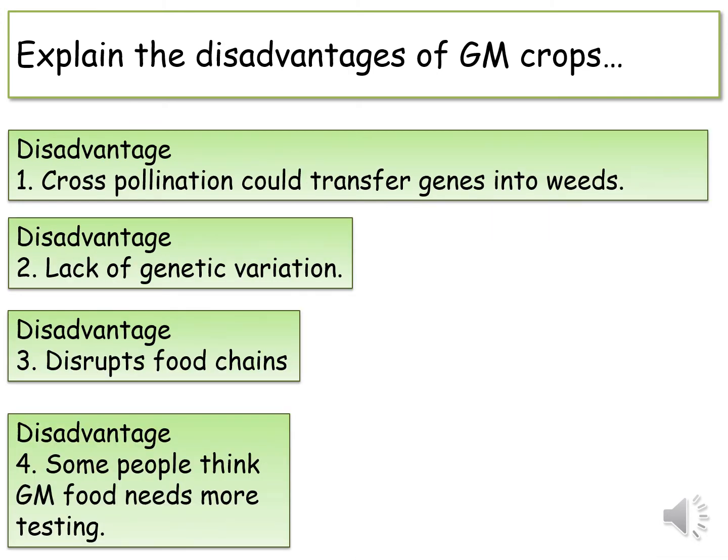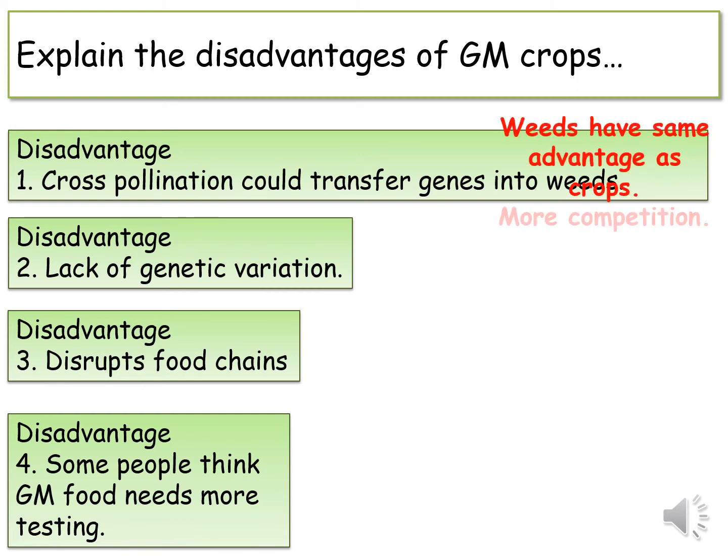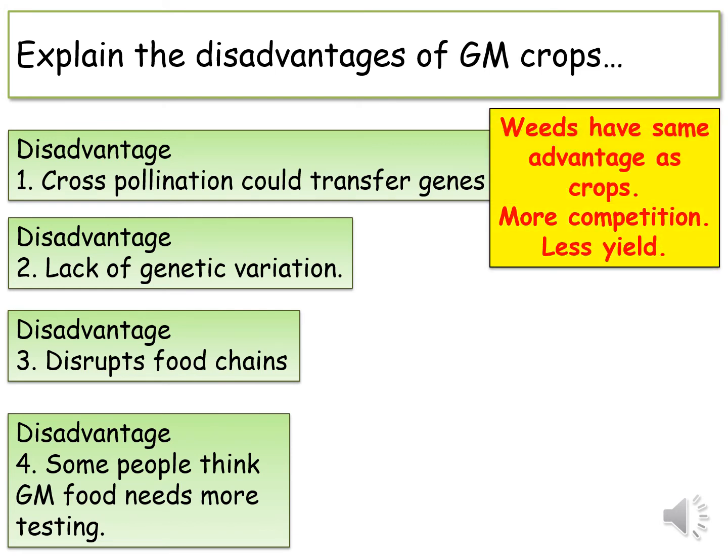Now moving on to the disadvantages. One of them is cross-pollination could transfer genes into weeds. Weeds have the same advantage as crops, which means that they will start competing with the crops. Therefore, there'll be less space for the crops to grow and more space for the weeds to grow, which means that we end up with a smaller amount of crops.